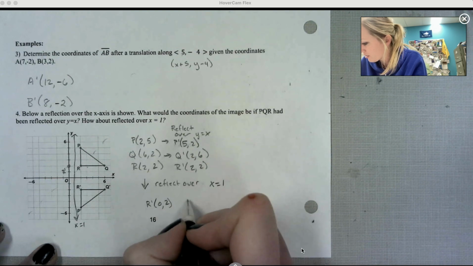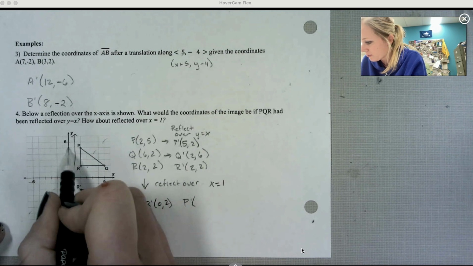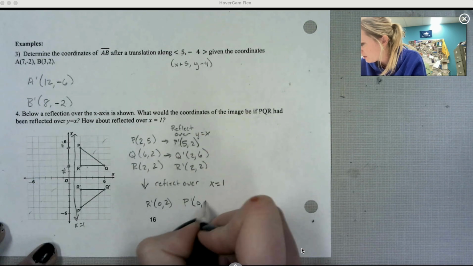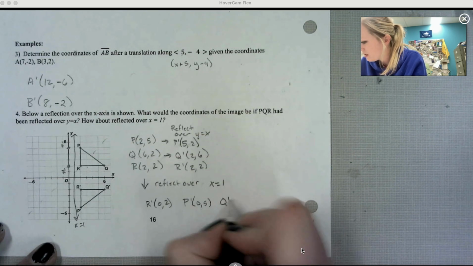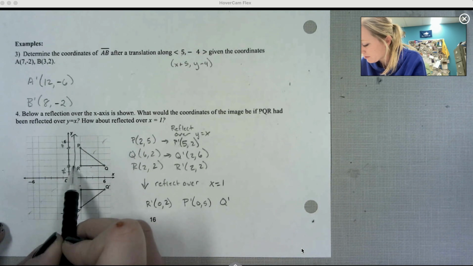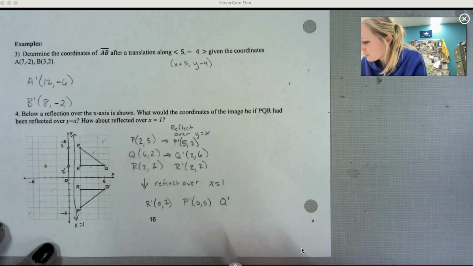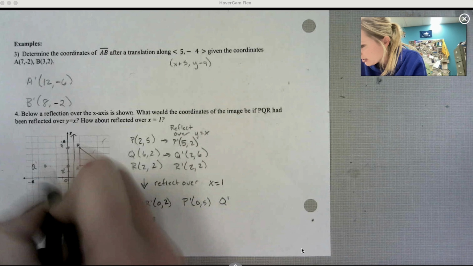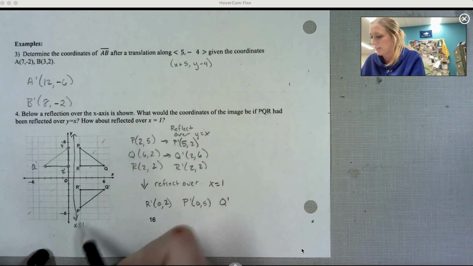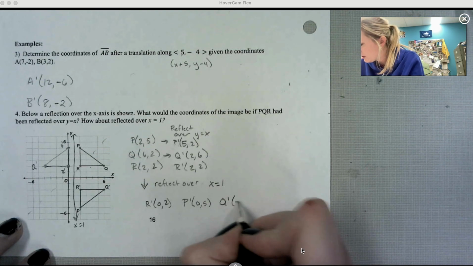Kind of going out of order here, sorry. P, if I were to do this, again it's 1 away. When I reflect it over that line, it's going to be here. So it's at (0, 5). And Q, if I also flip it, right now it's 5 away. It's got to be 5 away here. So there's 1, 2, 3, 4, 5. So there is my Q prime. It should still look the same size and shape. It is just reflected over that line x equals 1. So this point is now at (-4, 2).